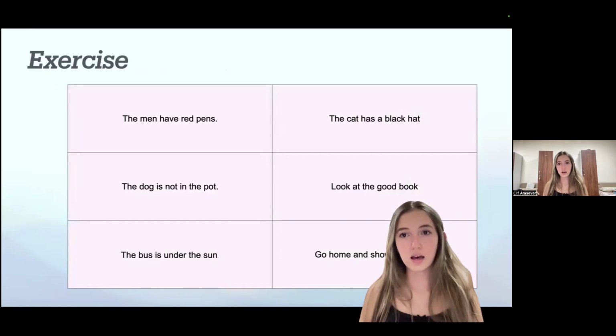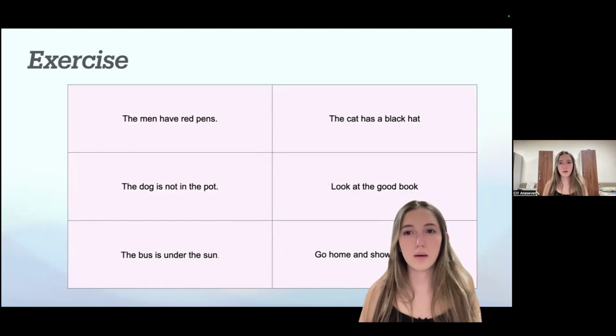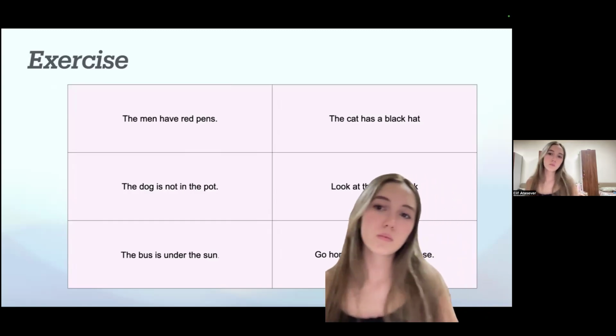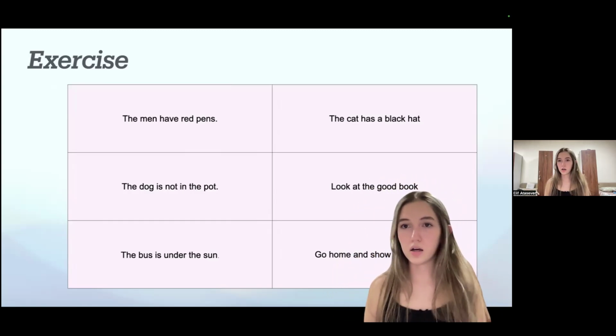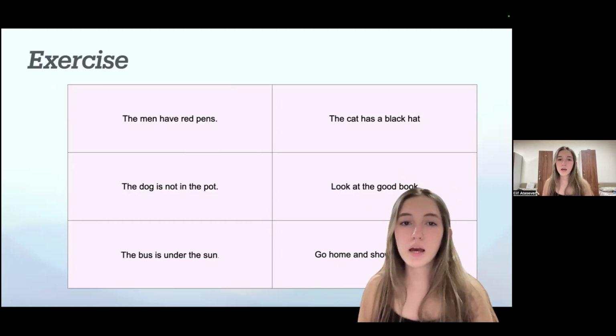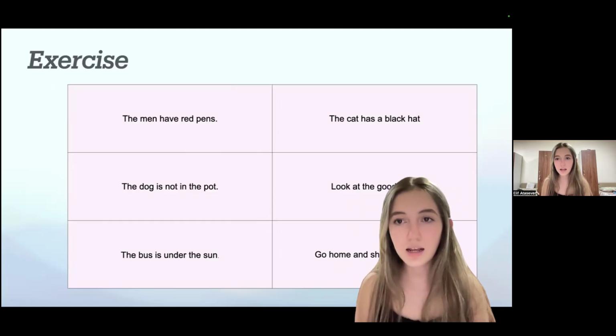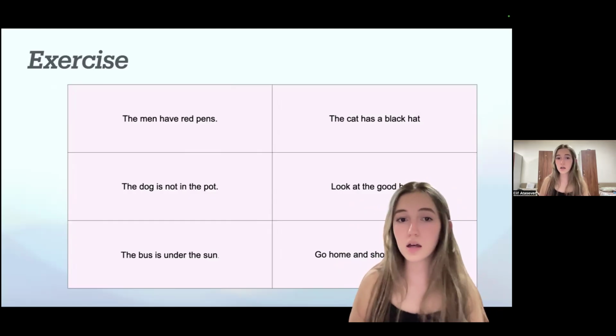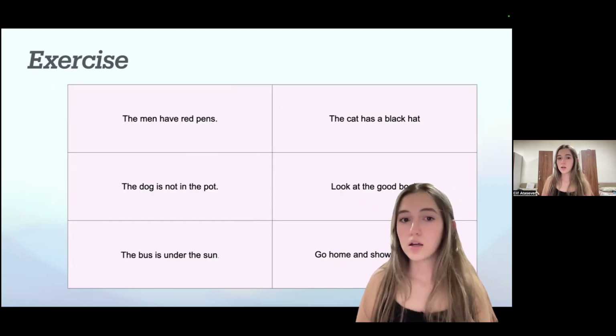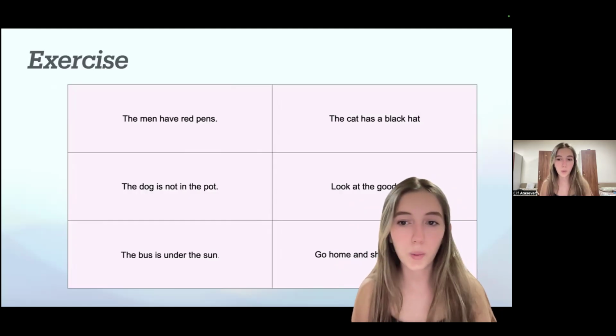And after those, I made an exercise. I want you to read those sentences by pronouncing them. And I want you to think about them. Do you find those sentences hard to pronounce, or what do you think about those sentences? And after you read them, I also want to read them. So the man has red pants and the cat has a black hat. The dog is not in the pot. Look at the good book. The bus is under the sun and go home and show your nose.